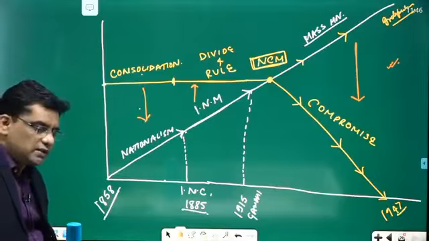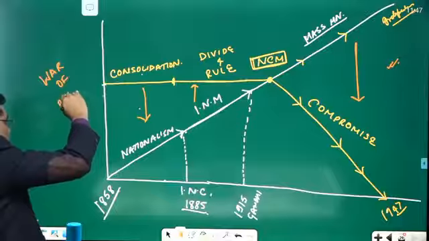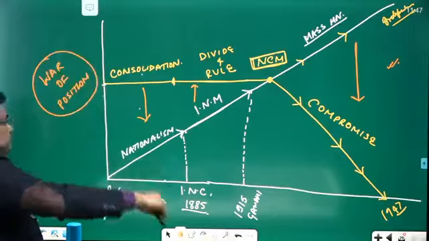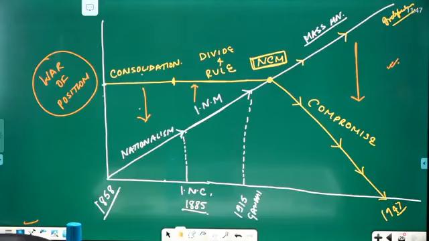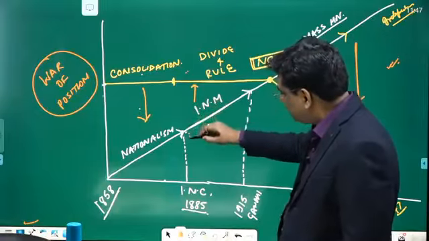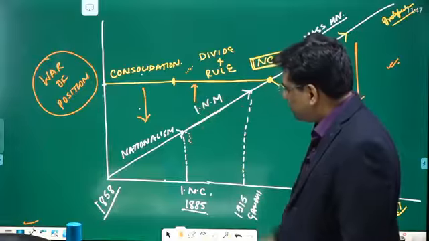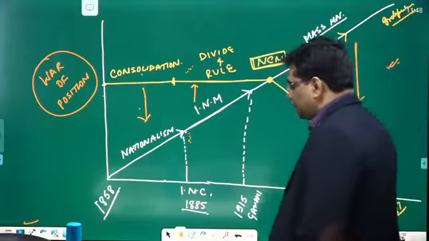When you read some standard texts, they call this a war of position, or position of war. So, war of position between rising nationalism and the control mechanism of the British. Rising nationalism and the control mechanism of the British. This is called war of position.